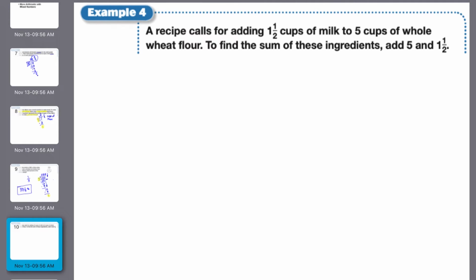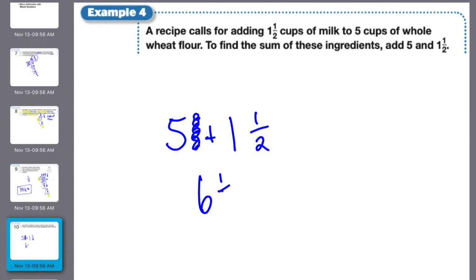A recipe calls for adding 1.5 cups of milk to 5 cups of whole wheat flour. To find the sum of these ingredients, add 5 and 1 1/2. We had this lesson earlier. You add the whole numbers, and then you add the fractions. So 5 plus 1 is 6. 1/2 plus, we don't have any fraction over here. So 1/2 plus nothing is 1/2. So we have 6 1/2 cups.